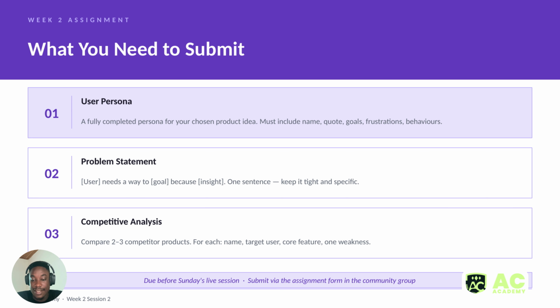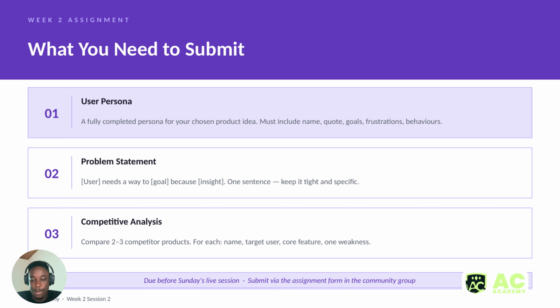Three, a competitive analysis comparing 2 to 3 competitor products with the name, target user, core feature, and 1 weakness for each. Submit everything in the form. I hope a form is produced. If it isn't, I will check and then produce a form for submission of your assignments.